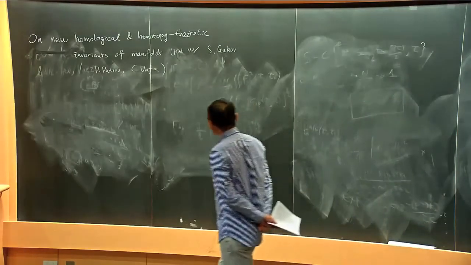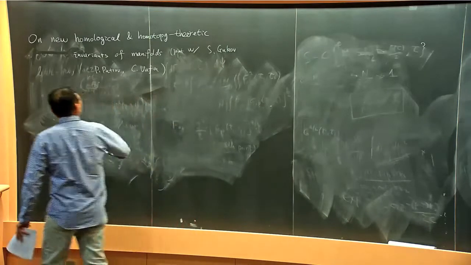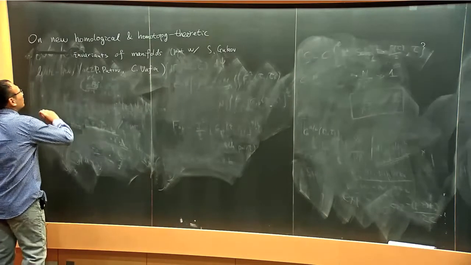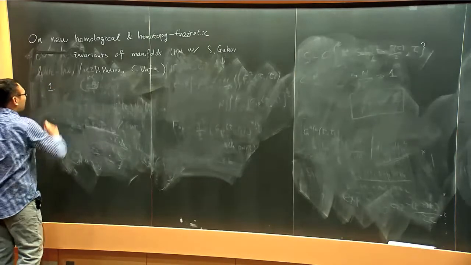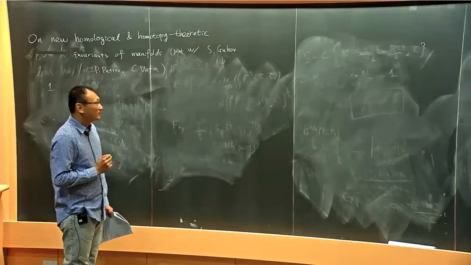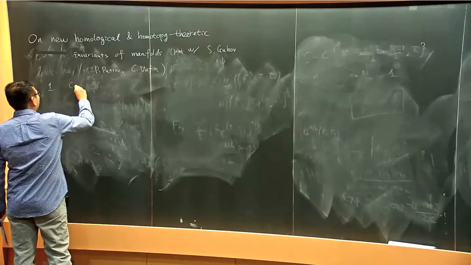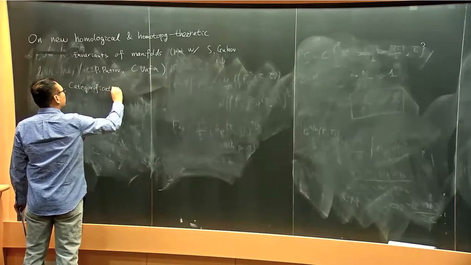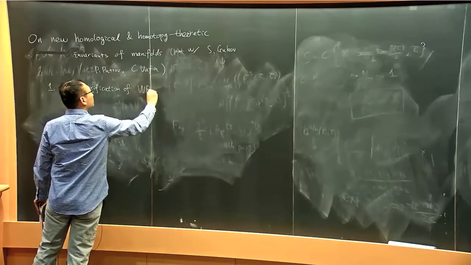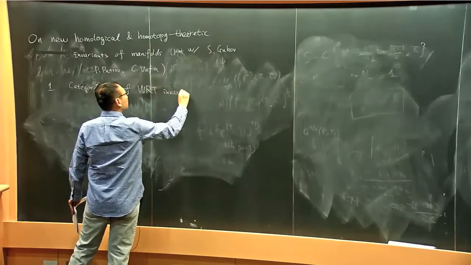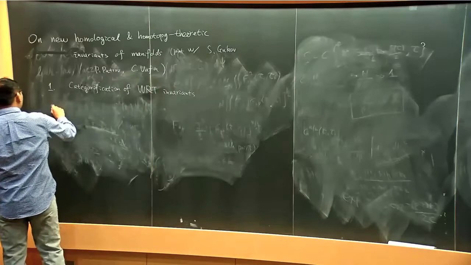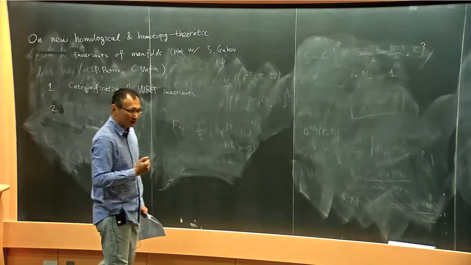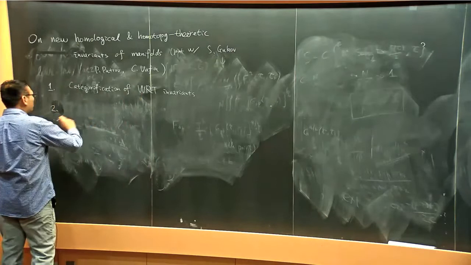As requested by the organizers, I will talk about two new invariants, one for three manifolds and one for four manifolds. The first one will be a homological invariant for three manifolds that categorifies the WRT invariant. The second is the homotopy-theoretic invariant of four manifolds that takes values in the ring of topological modular forms.